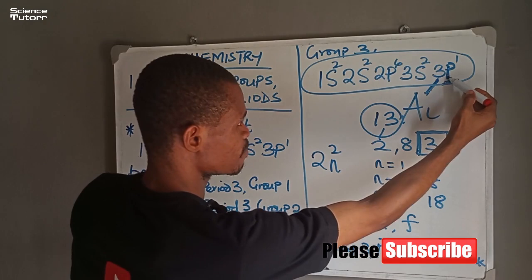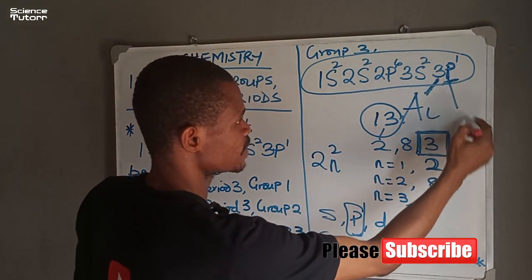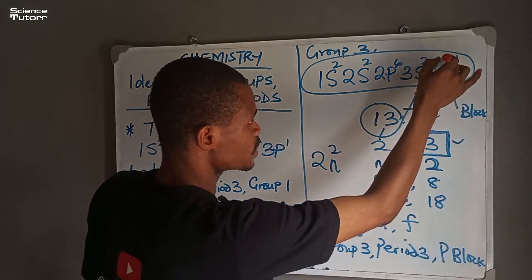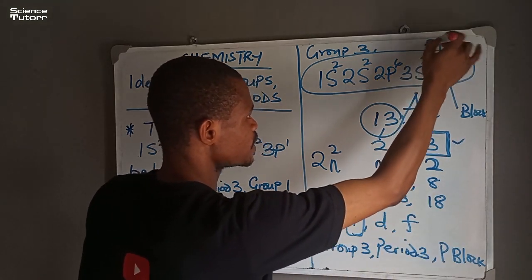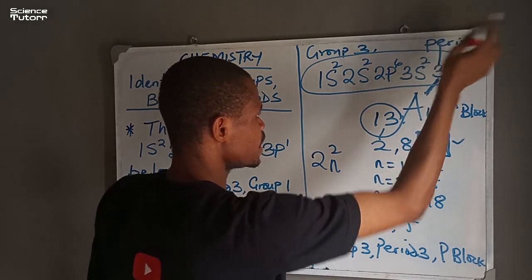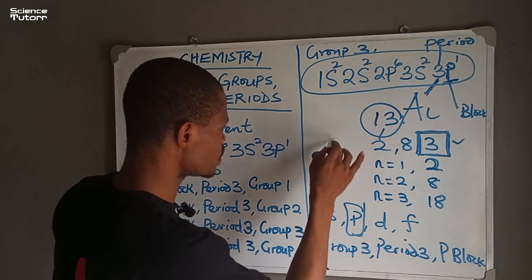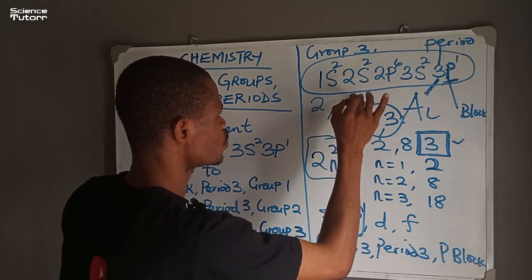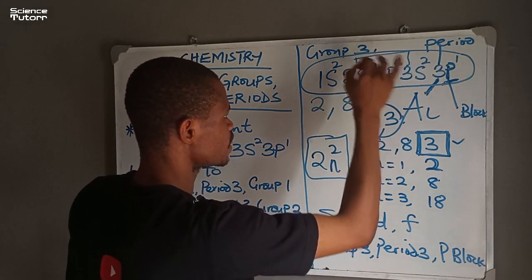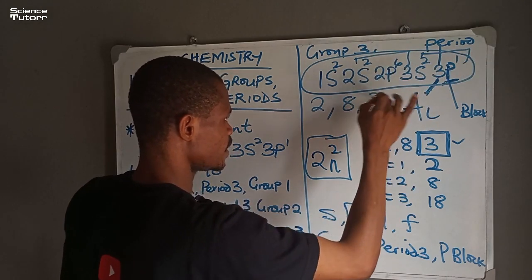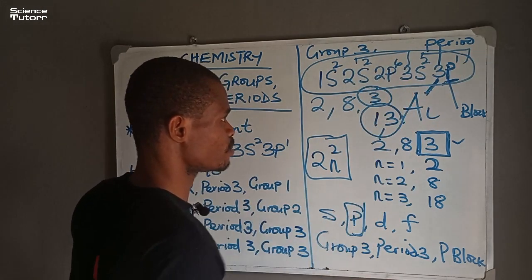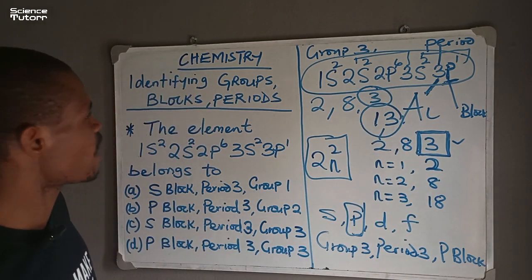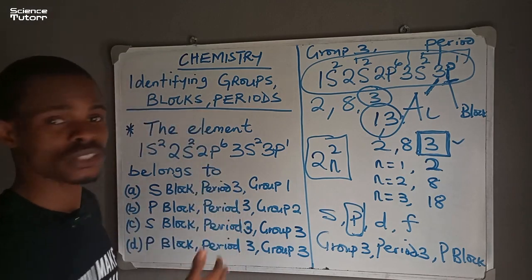The last letter represents the block. The last number represents the period, and then the group is obtained by using the formula 2n squared. In this case, we have it as 2, 8, and 3. So we have this as group 3. That is a simple analogy in identifying groups, blocks, and periods.